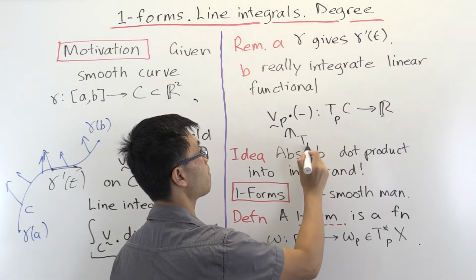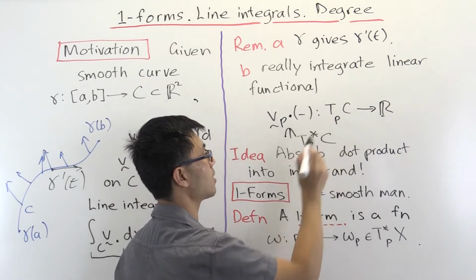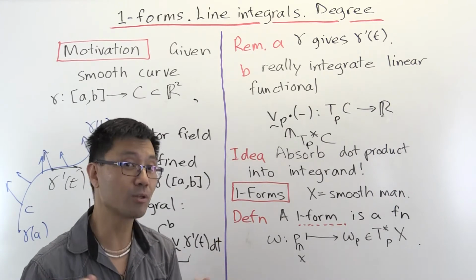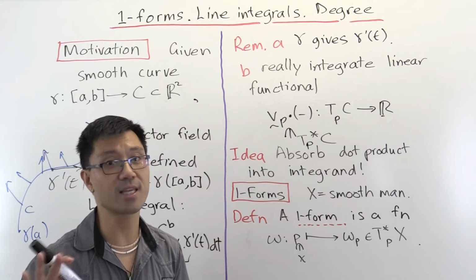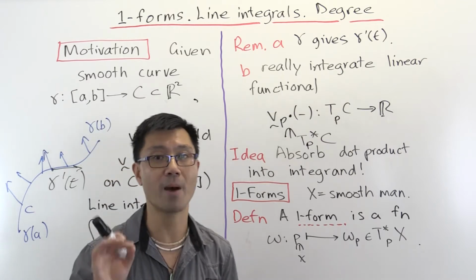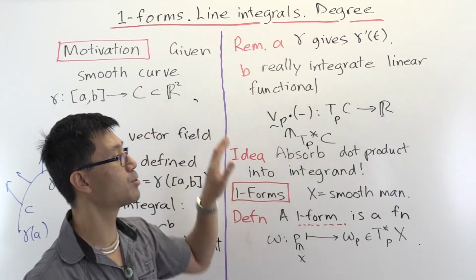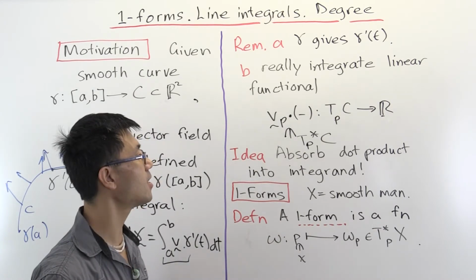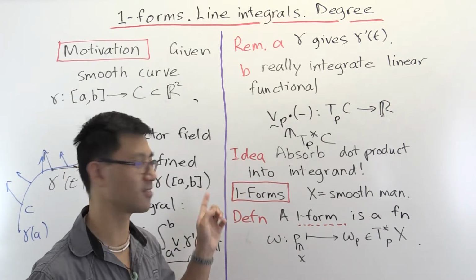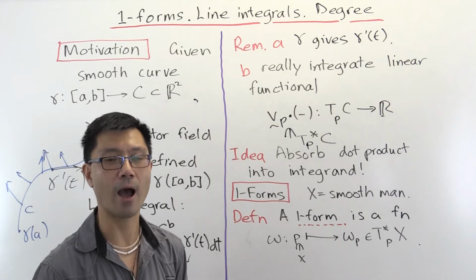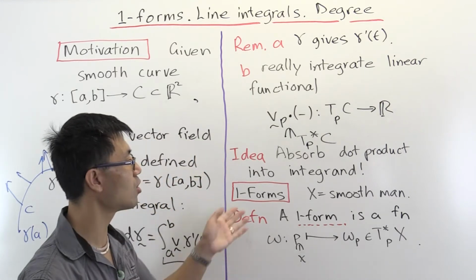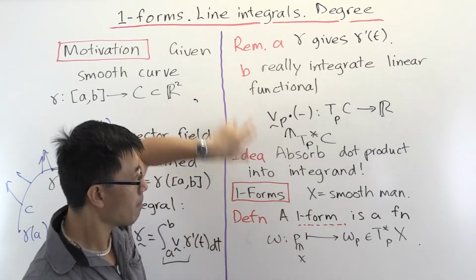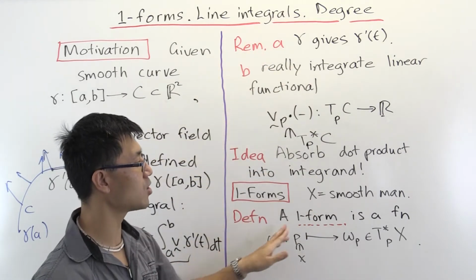So this is in T*_P of C. So what we're going to do to integrate on an arbitrary manifold, one that doesn't necessarily have a dot product, in other words, a Riemannian metric, is we're going to absorb the dot product into the integrand. Okay, that's the way we'll do it. That's the idea. So let's see how that works, and that comes to the notion of what's called a one form.